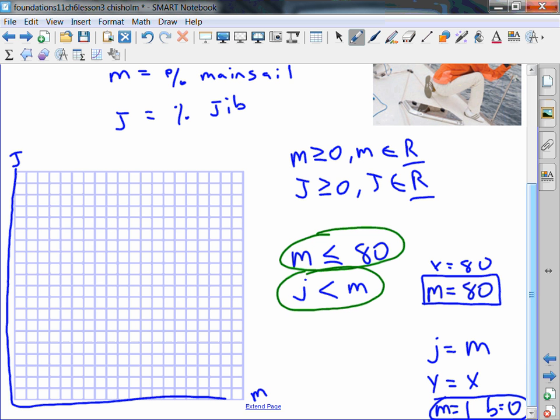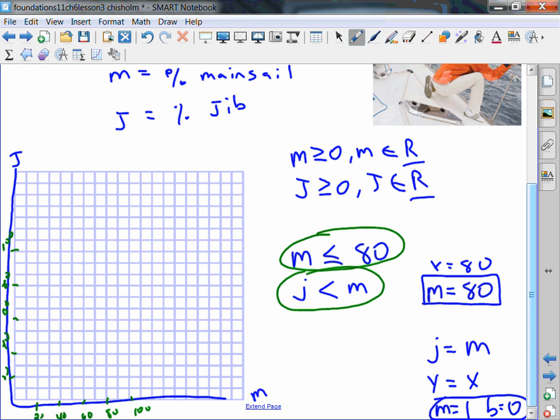So let's go ahead and set up our graph. We can go 20, 40, 60, 80, 100, good enough. Up here, same thing, 20, 40, 60, 80, and 100.